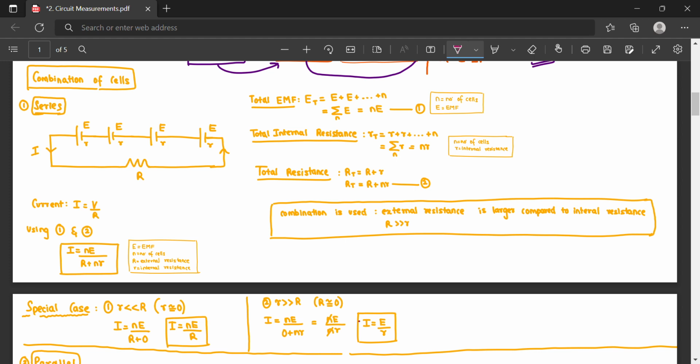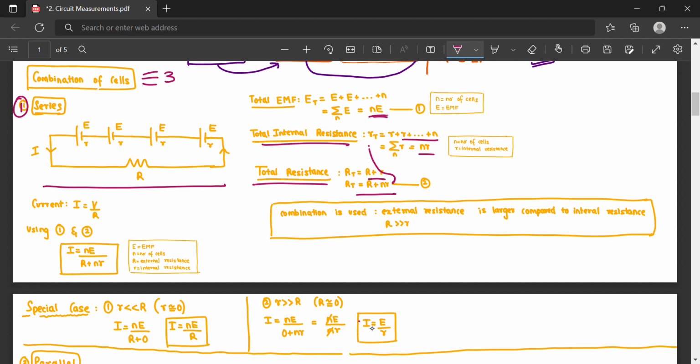Combination of cells. We will be looking into three combinations of cells. Our first combination of cells is in series. A very important diagram to take note of. Total EMF, if I take it to be N cells, I'll get NE. Total internal resistance is Nr, and total resistance is R plus small r, which is equal to R plus Nr.